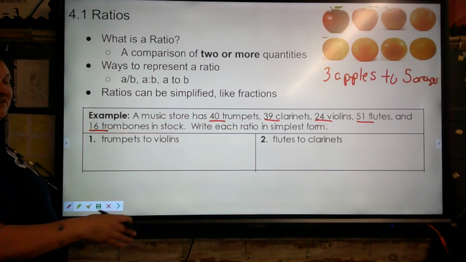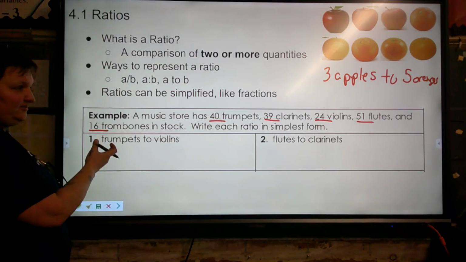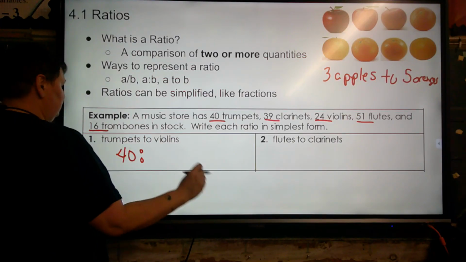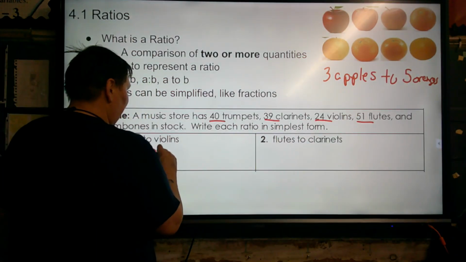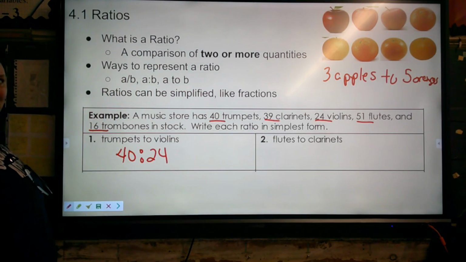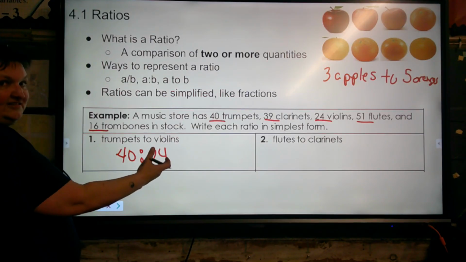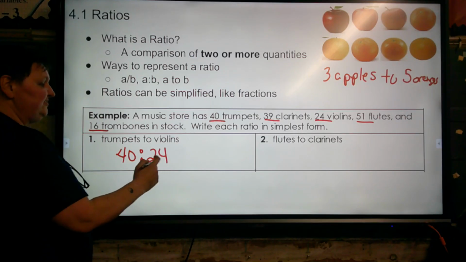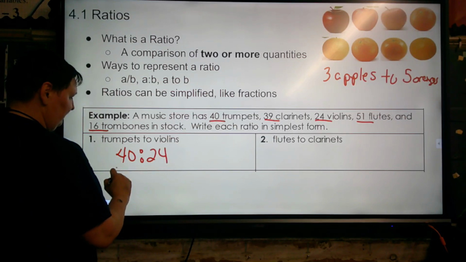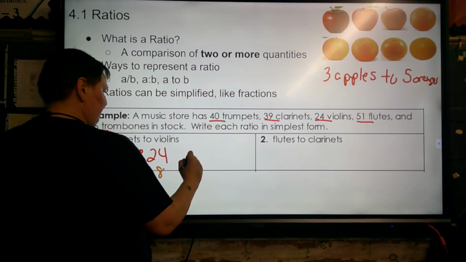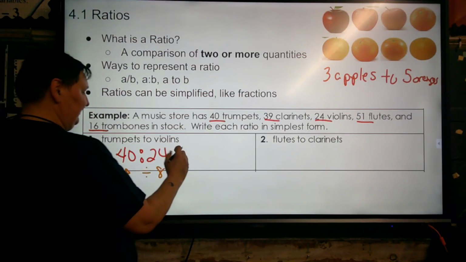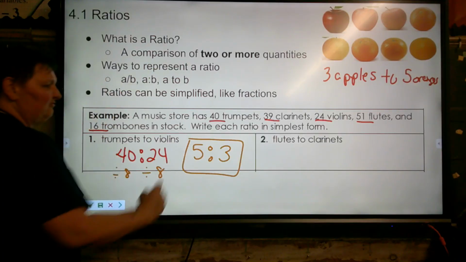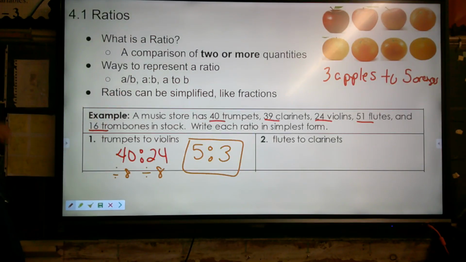Trumpets to violins. Order matters. If trumpets comes first, then you need to find trumpets first. So your ratio of trumpets to violins is 40 to 24. Can that be simplified? Yes. The greatest common factor between 40 and 24 is 8. So divide both by 8. And your final ratio of trumpets to violins would be 5 to 3. 5 to 3 is your final ratio. But you have to simplify it.